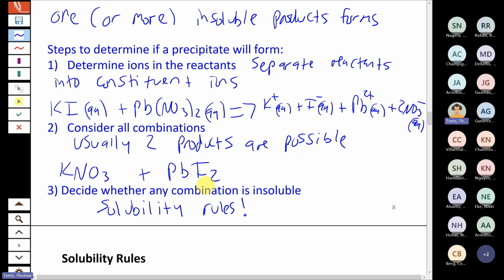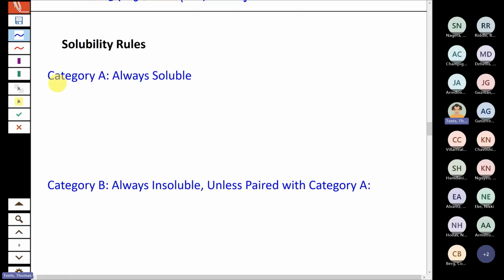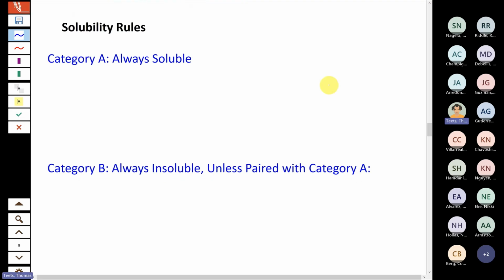But to make that prediction, we have to internalize a series of rules about the solubility of ionic compounds. Your book just has a laundry list of these in no particular order, as it turns out. I don't really like the way they organize things. It just looks like, oh, there's a long list of rules I have to memorize. So I tried to break it down and systematize it a little bit to help you. Basically, I've given you a set of 4 rules that are in a hierarchy from top to bottom.